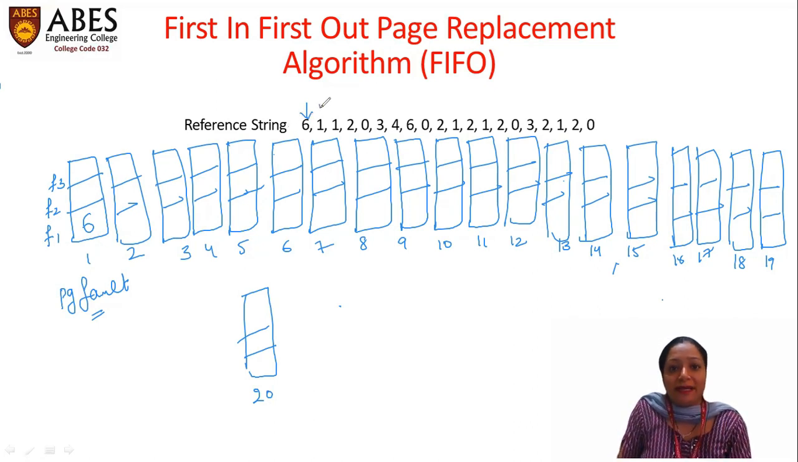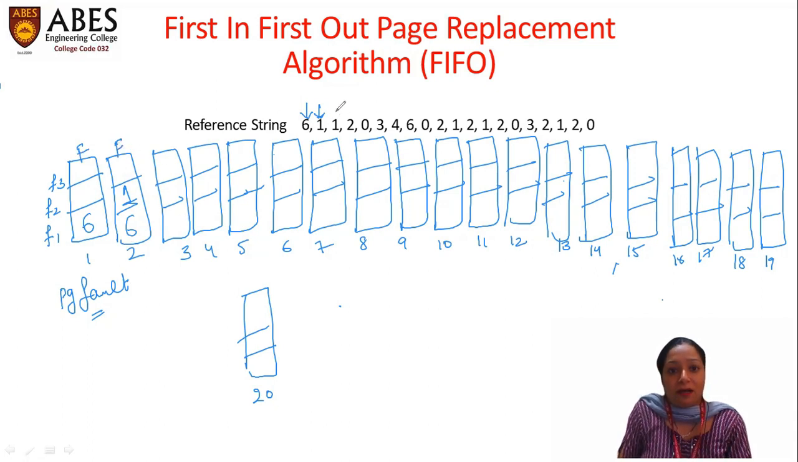Now, secondly, page number 1. Again, we can see that page number 1 is not present in the initial frames. So we can say we have another page fault and we will bring this page number 1 from secondary memory to these frames. So we have another page fault. So for page fault, we can write it like this, F. And again, this is your F.